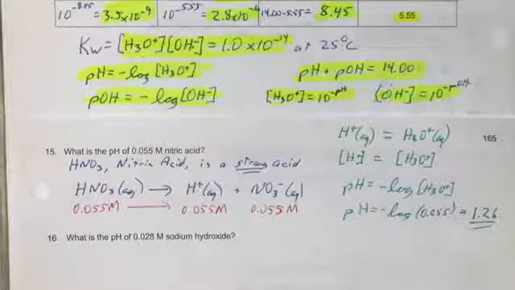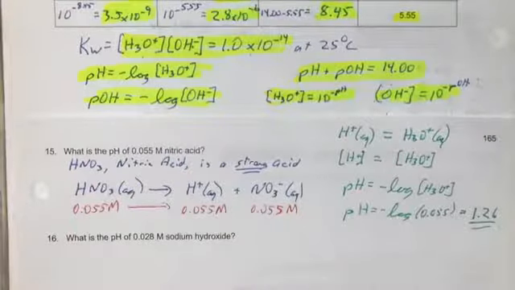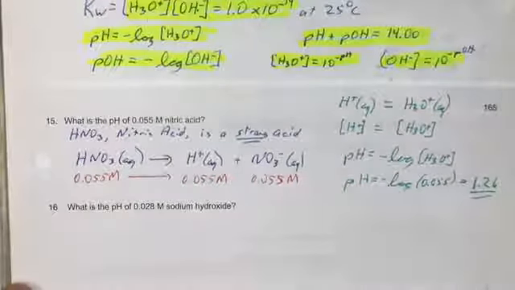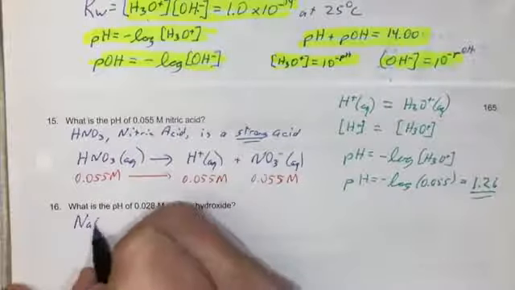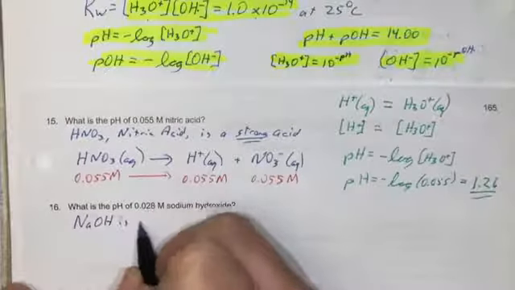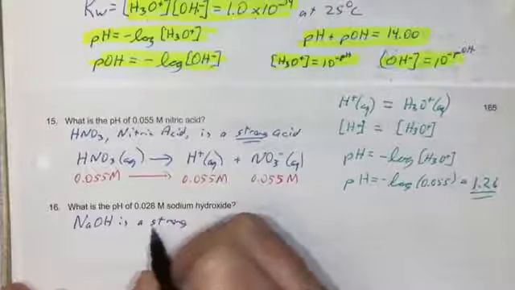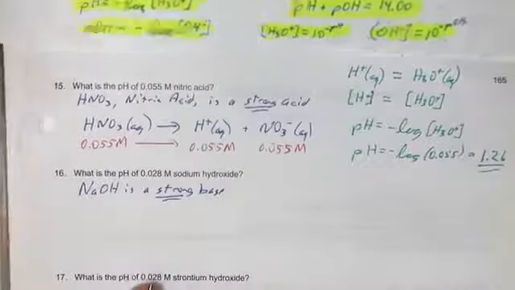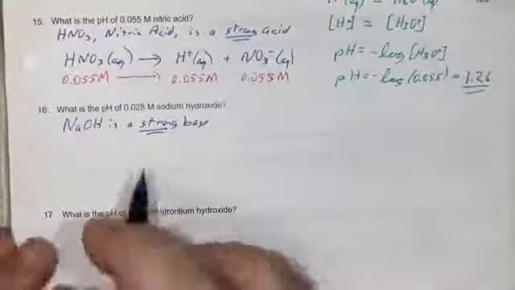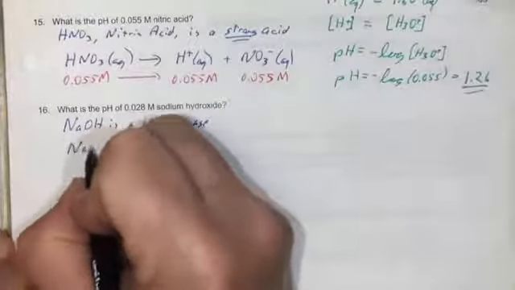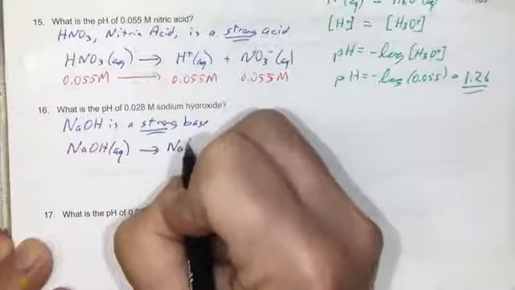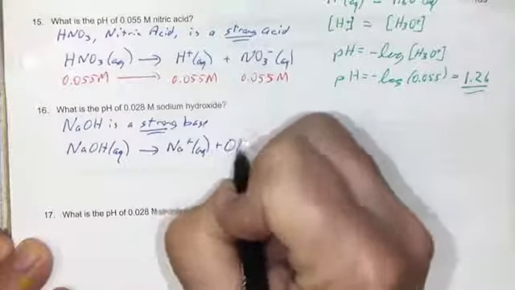There are 7 strong acids that you need to know, and there are 7 strong bases that you need to know. So nitric acid is a strong acid. Sodium hydroxide, NaOH, is a strong base. And that means that when you put sodium hydroxide in water, it completely dissociates. There's a one-way arrow. It breaks up to form sodium cation plus hydroxide anion.